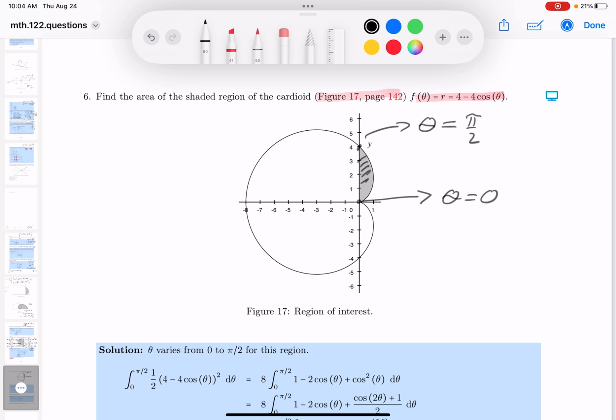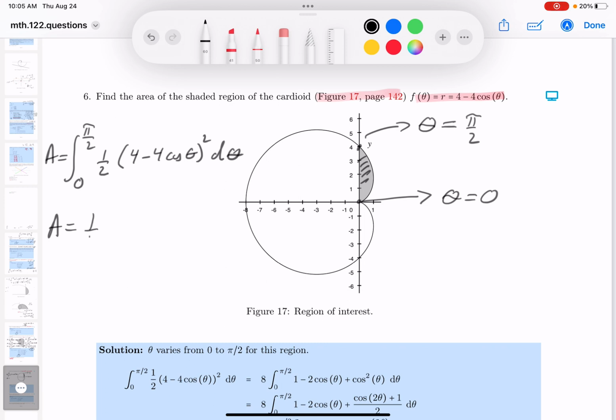Let's write that down. That's going to be the integral from 0 to pi over 2 of 1/2 times r squared, which is (4 minus 4 cosine theta) squared, d theta. This is a good place to say that you've accomplished something in writing the work that you need to put down here. This is the first step in the work, figuring out what the limits are and writing down the integration. Let's go through it one step at a time. By the way, this is the area of that shaded region.